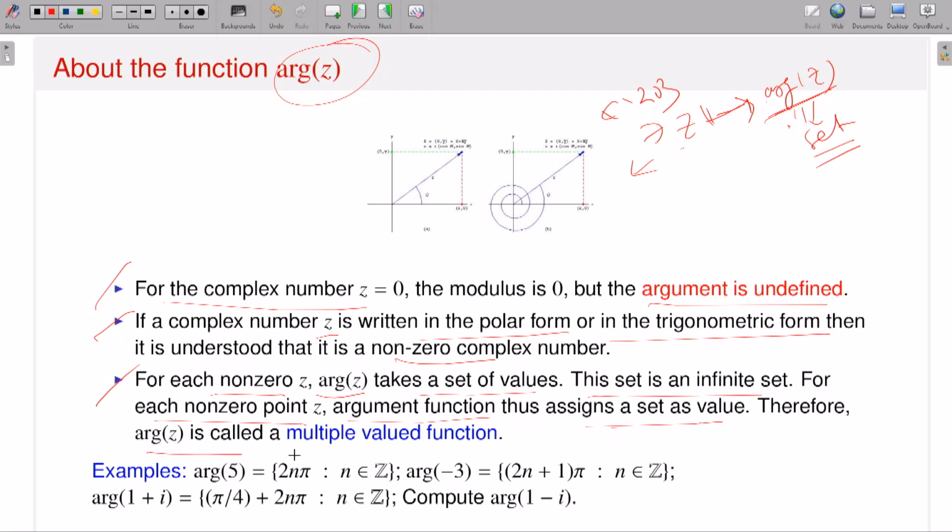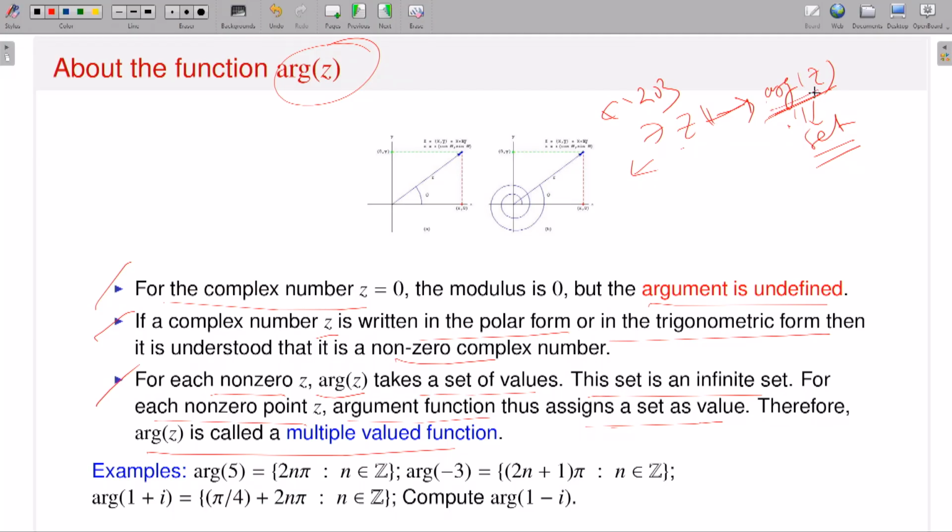Therefore, the argument of z is a multiple valued function. Given z, a non-zero complex number, the corresponding small arg of z is actually a set. So I'm saying that z goes to small arg of z is a multi-valued function, or multiple valued function.